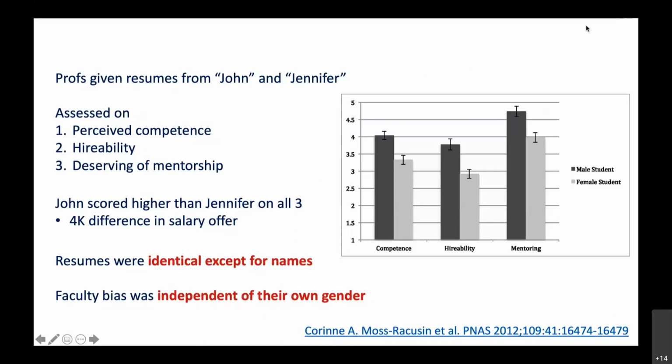Okay. So the professors were asked to rank on these three things. And as you can see from the graph here, the results show that on all three of these measures, John scored higher than Jennifer and was offered on average $4,000 more in salary. And of course, the glitch is that the resumes were absolutely identical except for the names. What is also important to note is that professors had this bias independent of their own gender, meaning that women also scored John higher. This highlights how all of us have biases. Biases aren't specific to one type of person.